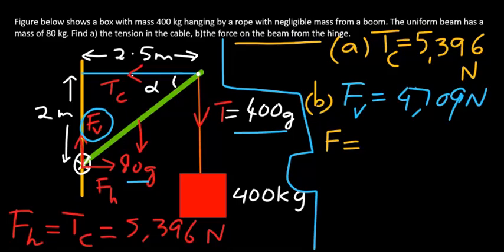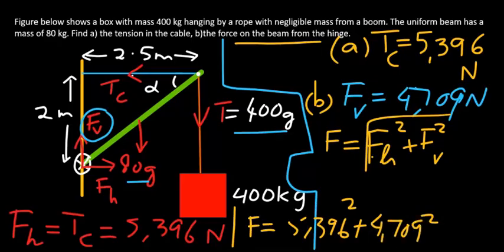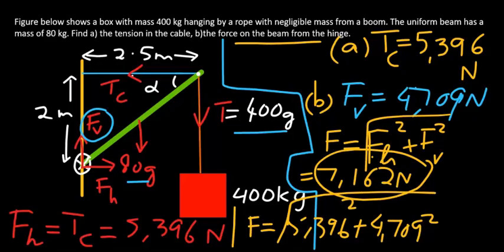So in order to determine the overall force at the hinge, or the force on the beam from the hinge, we use the Pythagoras theorem, meaning the square root of the horizontal component squared plus the vertical component squared. So meaning you have the square root of 5,396 newtons squared plus 4,709 newtons squared. And that's going to give you 7,162 newtons for the overall force on the beam from the hinge. And that solves the problem.